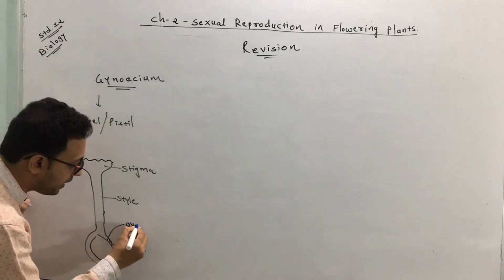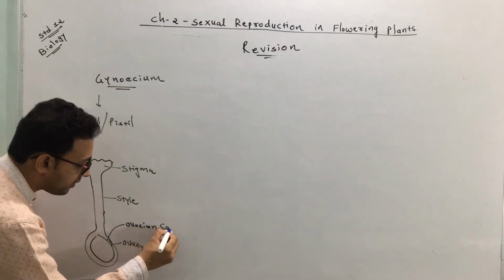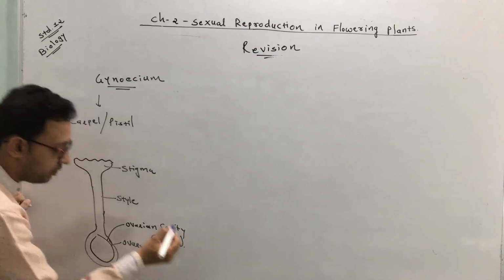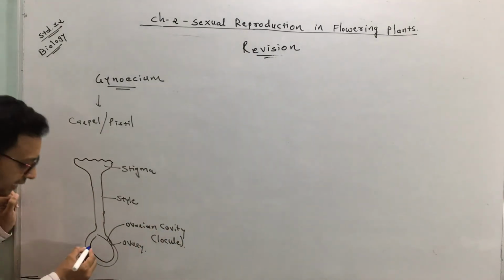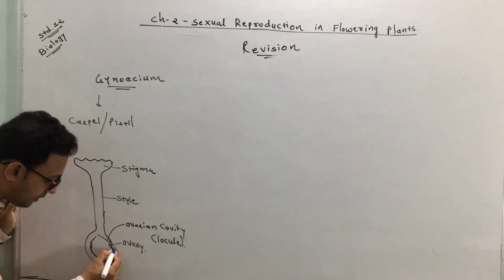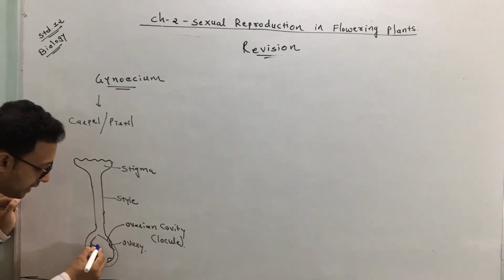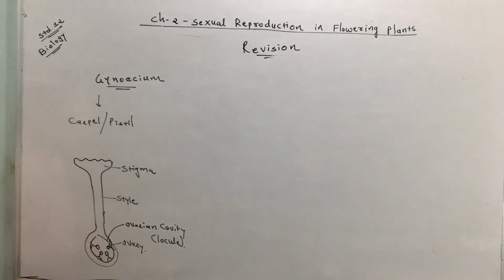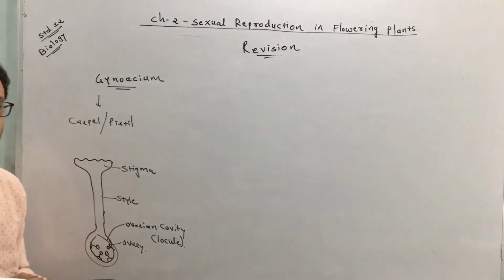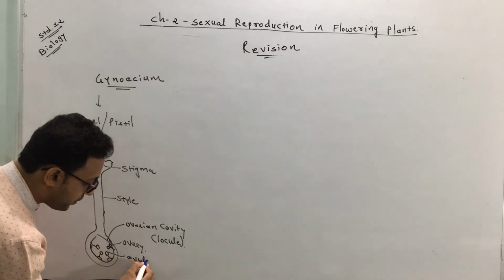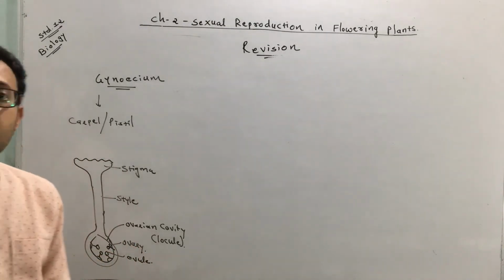This cavity is called the ovarian cavity, or it can also be referred to as a locule, L-O-C-U-L. That locule contains a placenta, and the placenta is attached with the ovules. So this placenta contains an ovule. This is an oval-shaped structure, what we call an ovule. The number of ovules within an ovary may vary.